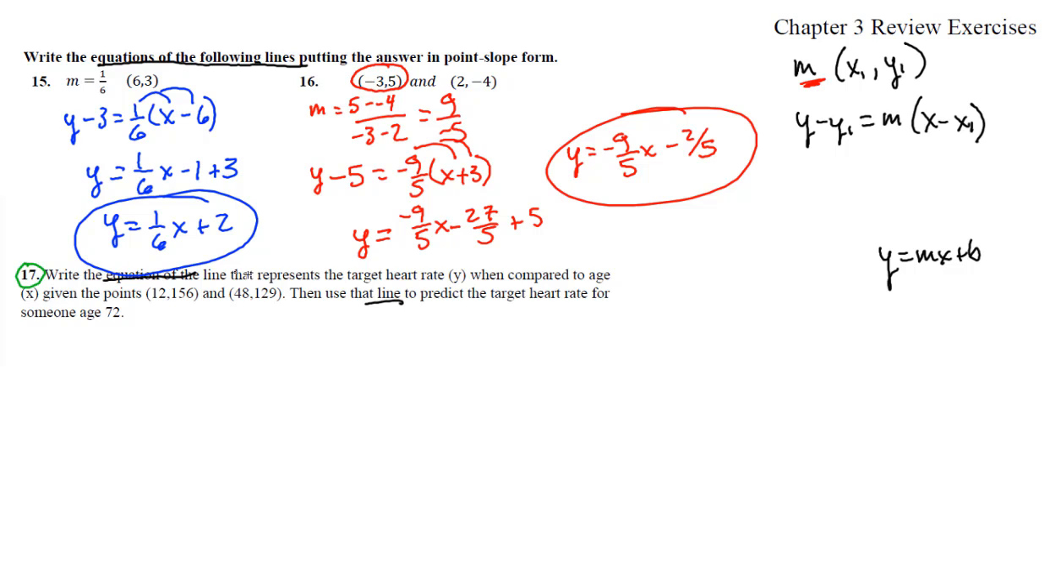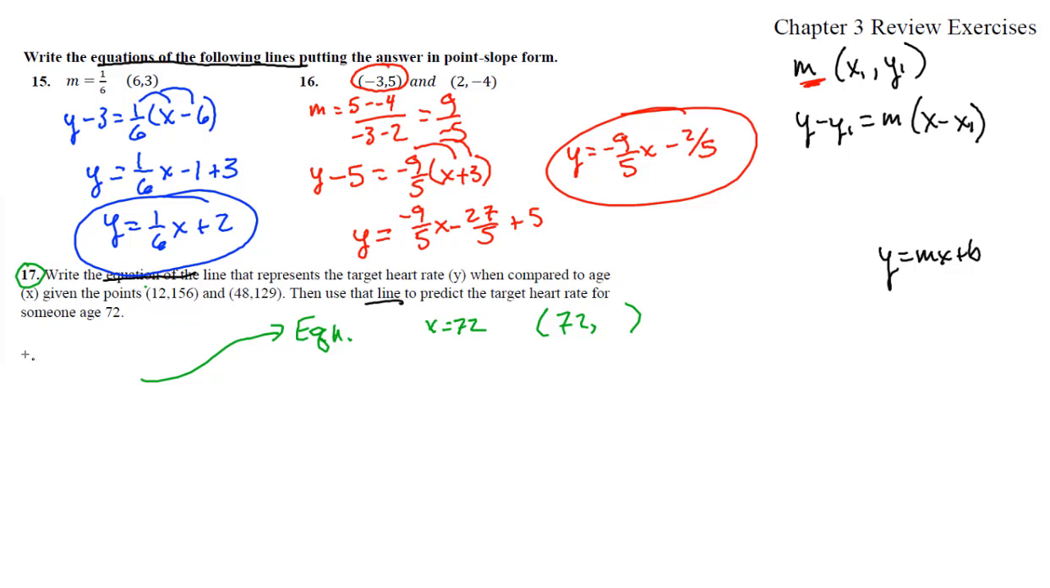17 says we're going to be writing an equation of a line that represents the target heart rate y when compared to age x, given the points (12, 156) and (48, 129). So this is somebody who is 12 years old and their target heart rate is 156, and somebody who is 48, their target heart rate is 129. Use that to predict the target heart rate for someone age 72. So we're going to take these 2 points, write an equation, and then once we have the equation, we're going to stick in x equals 72.